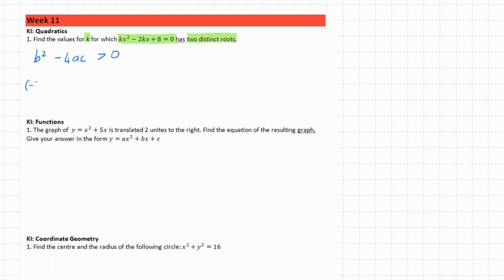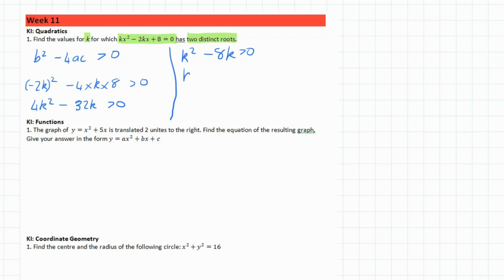Now b squared, that's going to be minus 2k, because that's the coefficient there of the x, minus 4 times a, which is k, times c, which is 8. Now that's got to be greater than 0. Now what we get in actual fact is 4k squared minus 32k, ought to be greater than 0. Now I'm going to divide that by 4, so I'll be left with k squared minus 8k is greater than 0. Now we can factorize at this point.